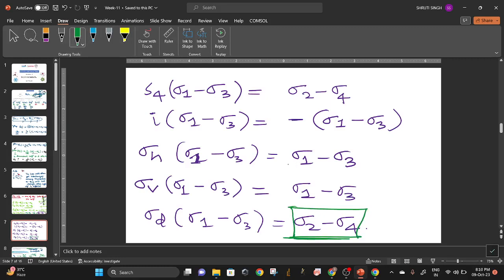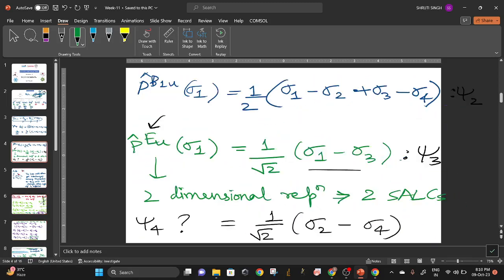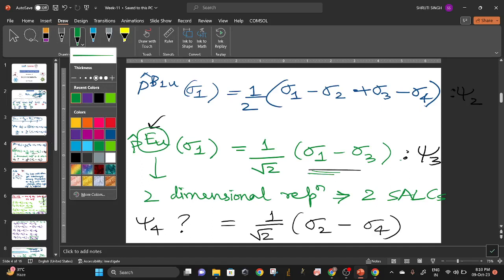When you do it the other way around, when you do all these operations with sigma 2 minus sigma 4, then also you will get sigma 2 minus sigma 4 or sigma 1 minus sigma 3, same as this. So these two jointly form the basis under this symmetry operation, under EU. Using the projection operator, we are getting only one and not the other because these are degenerate. So the other one we need to find through this way.